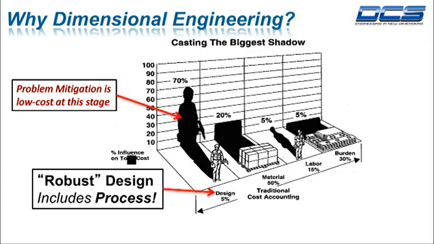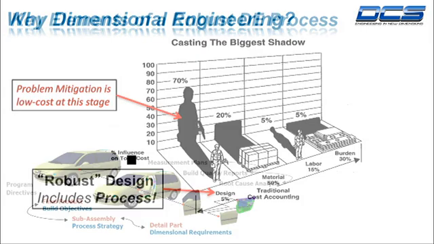Oftentimes you'll hear people talk about robust design. Robust design is a concept that is very popular these days, but is really no different than design for Six Sigma, design for manufacturability, or other similar types of initiatives that have been undertaken over the past 10 or 15 years. Very simply, it means that the design includes process characteristics relative to the manufacture of the product.